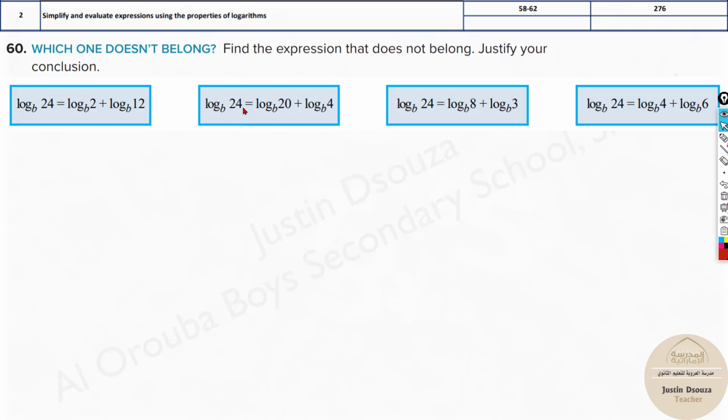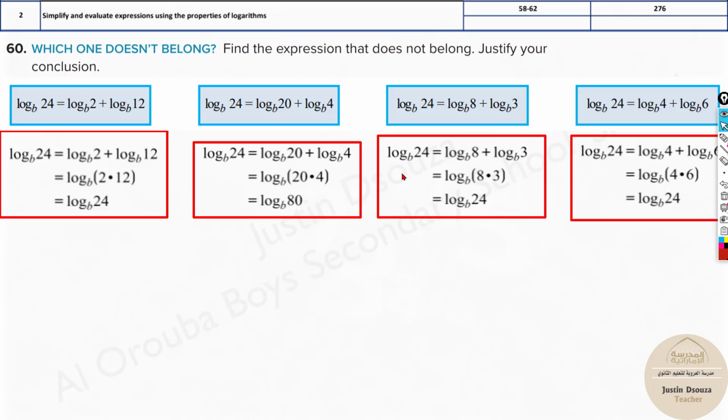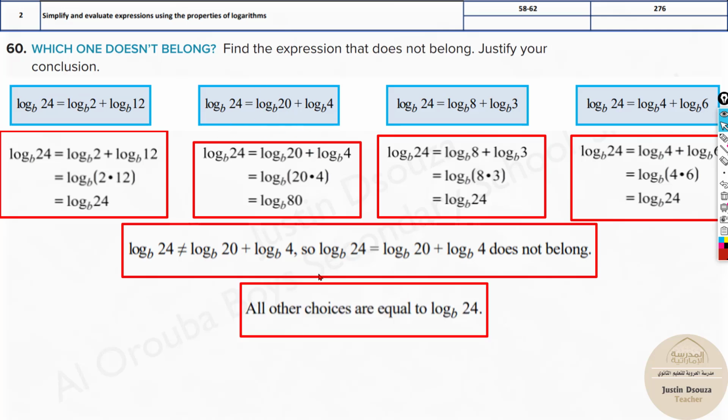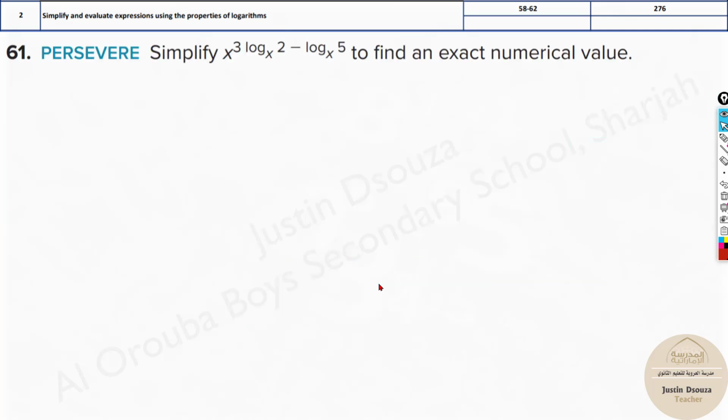This is wrong. What about this? 8 times 3 is correct. 4 times 6 is 24. Yes. So options 1, 2, 3 and 4 are proper, but this is wrong. Okay, that's the answer. See this one, this log doesn't belong because it doesn't equal. This is a wrong equation. All the other choices belong to that. Here we have another problem where we need to solve for the exact value of x.